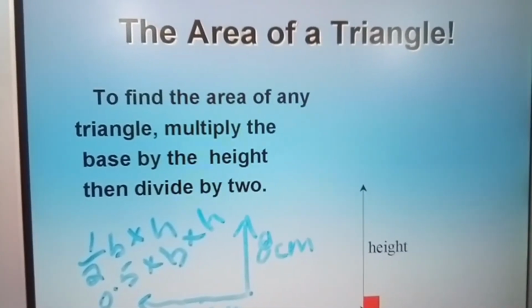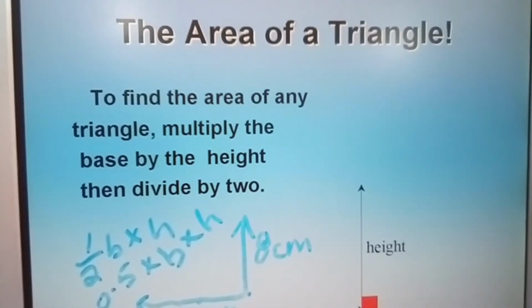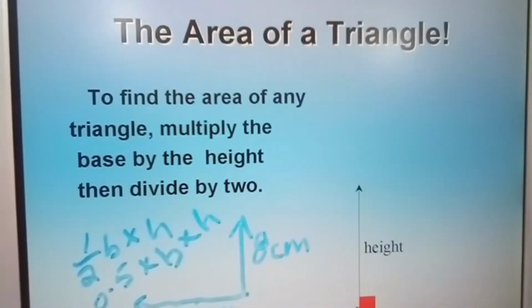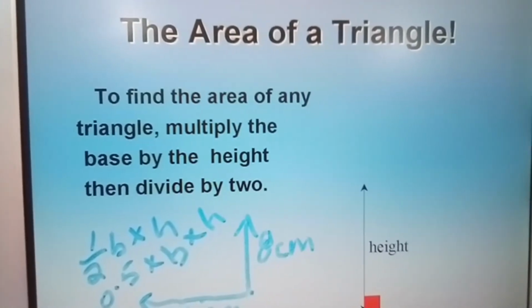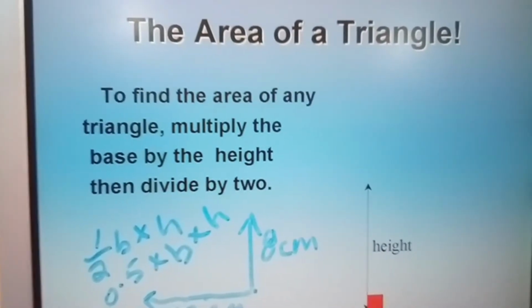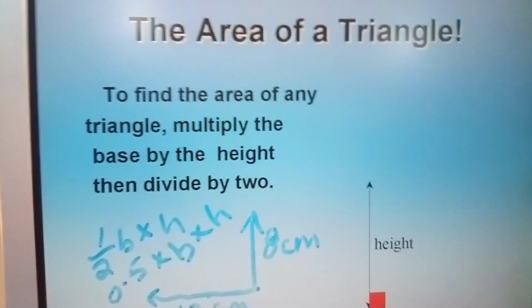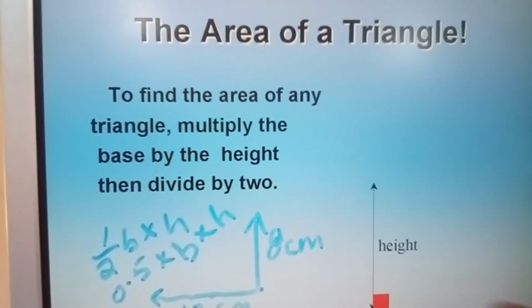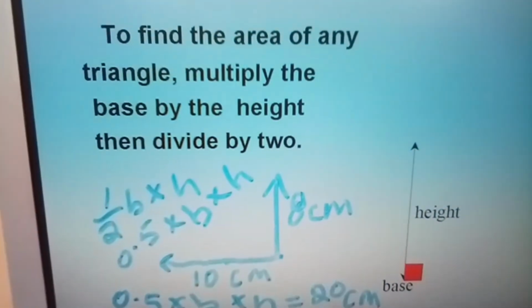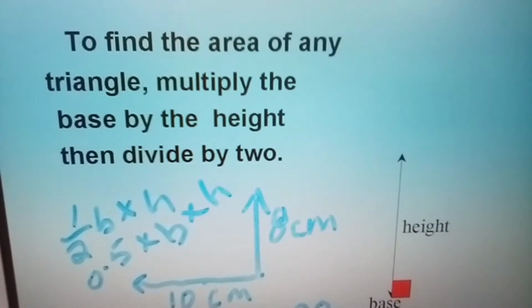So when you look at this, then it will be 0.5 times the base times the height, and that will be equal to 20 centimeters square. Okay, now I've just done that for you hopefully to explain it a little bit better. So let me just get this up into view for you so you can see this for yourself more clearly, okay?